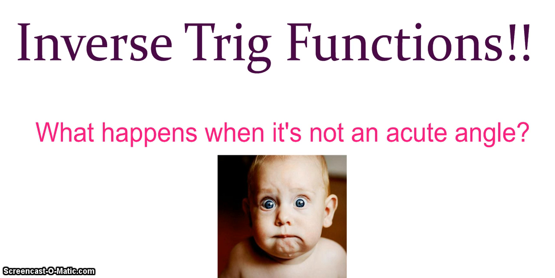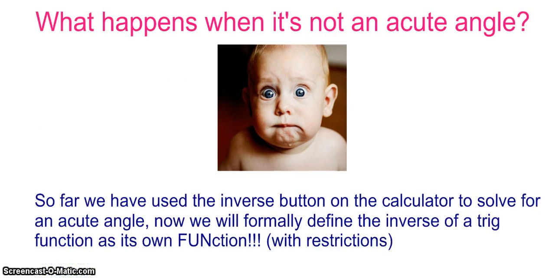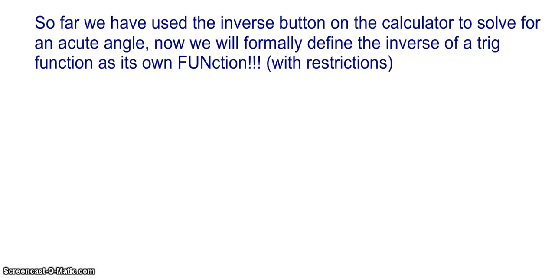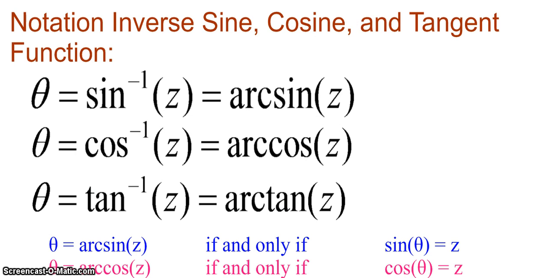So, we've dealt with inverse trig functions before. We have used them to find acute angles. But what if we want to find an angle that's not an acute angle? So what we're going to look at now is formally defining the inverse of a trig function as its own function. There will be restrictions on this though.